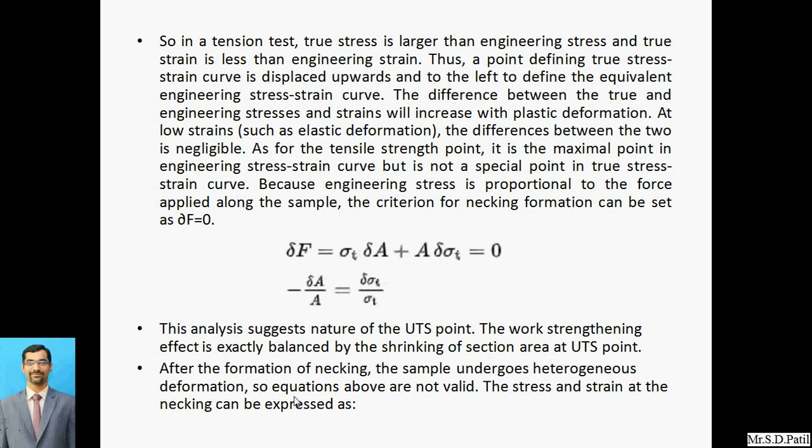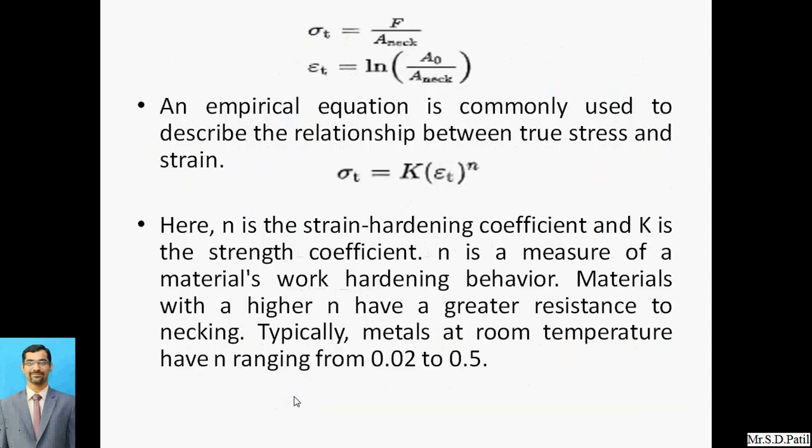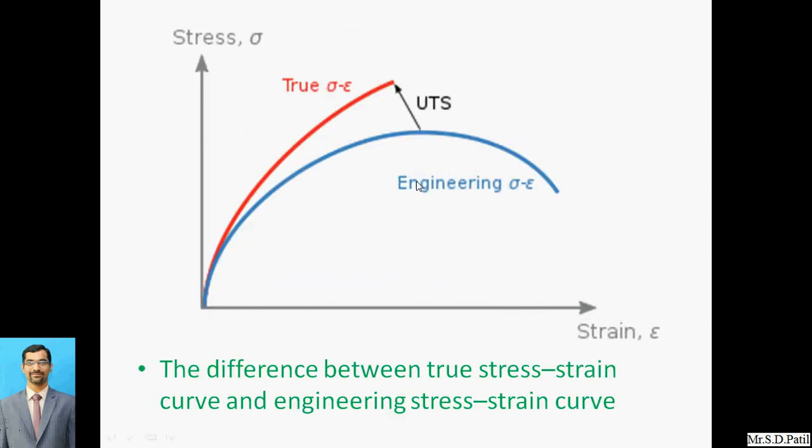The equations above do not validate this particular thing, so it is now expressed in this empirical equation: sigma t is equal to F upon A neck, and epsilon t is equal to the logarithm of A naught upon A neck. This is just the general mathematical behavior of how the phenomenon occurs. Metals at room temperature typically have a coefficient ranging from 0.02 to 0.5, which is a behavioral change, considered in this equation because of the temperature effect on the material. This is the difference between the engineering stress strain curve and the true stress strain curve.